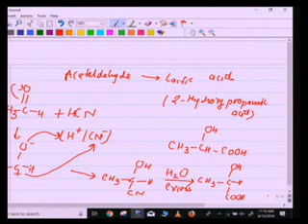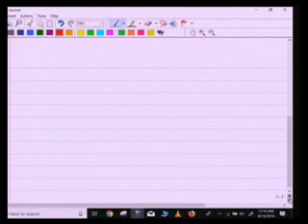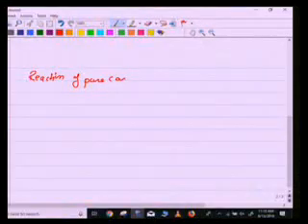So the addition of cyanohydrin is done. Basically the formation of cyanohydrin is done, and the next is the reaction with RMgX. It is the reaction of pure carbonyls. I guess you all know what pure carbonyls are. What are the pure carbonyls?